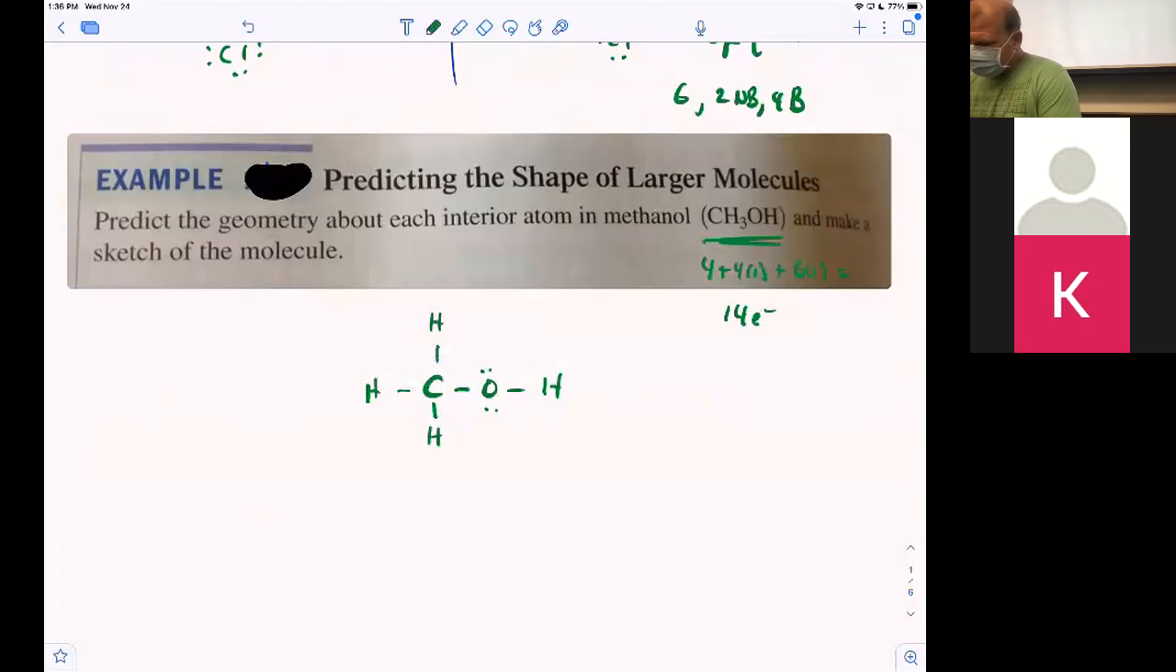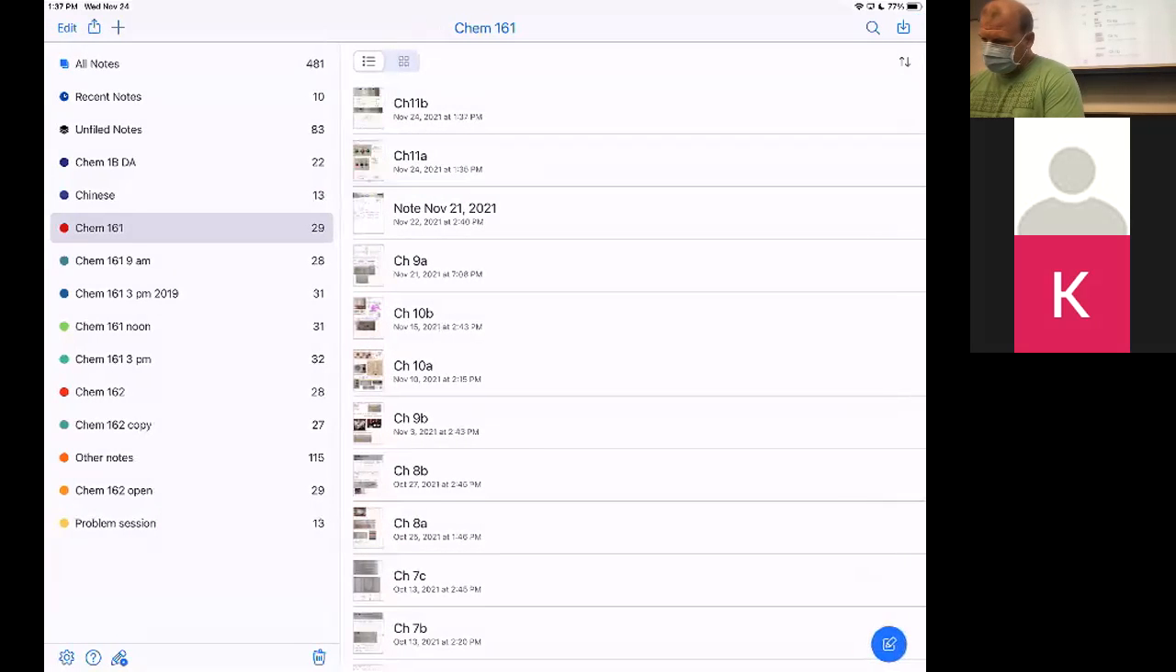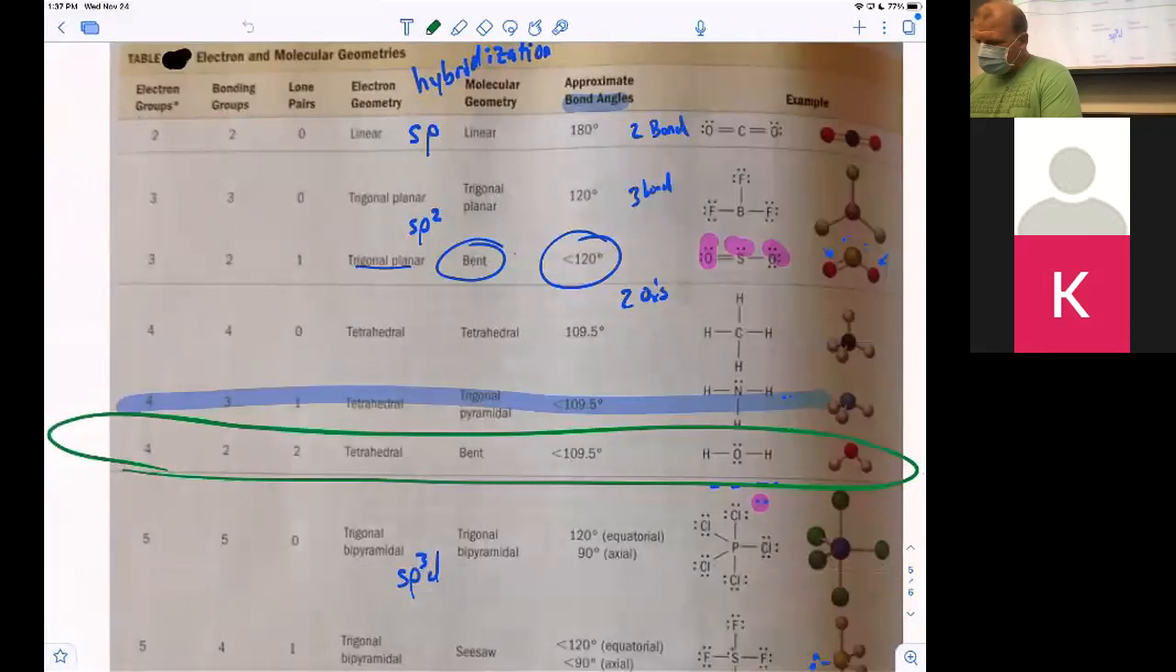If you look at this atomic center, the carbon, it's going to be tetrahedral because it's got 4 things and they're all bonding. If you look at the oxygen, it's going to be bent because it has 2 bonding groups and 2 lone pairs. Again, I'm getting this from the chart. You don't have to memorize a chart, but 4 things, all bonding, that's tetrahedral. 4 things, 2 bonding, 2 non-bonding, that's bent.